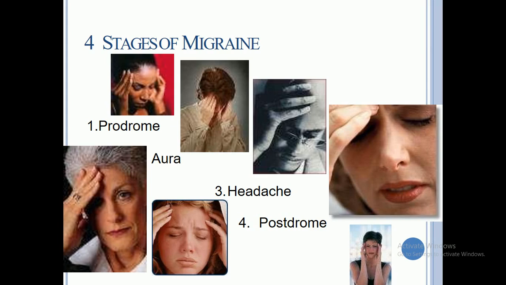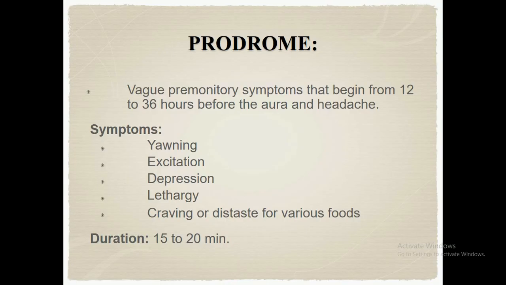Look here. There are 4 stages of migraine. The first stage is called prodrome, or prodromals. The second is called aura, the third is headache, and the fourth is postdrome. So these are the different stages. You can see the picture, the condition of the patient. All these patients are suffering from migraine.